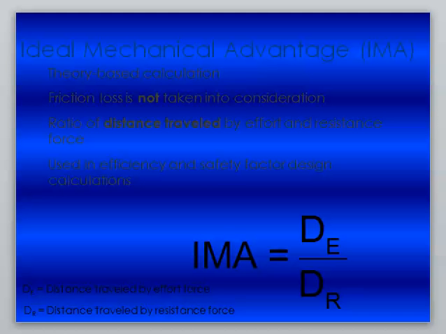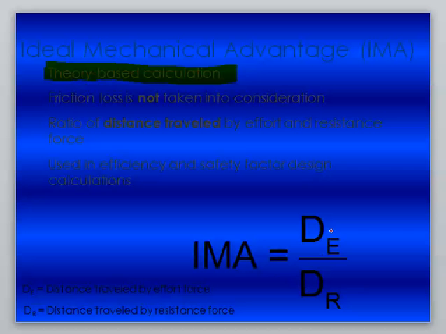Alright, ideal mechanical advantage. This is a little bit difficult to read, but I think we can get through it. Ideal is a theory-based calculation. That's what I want you guys to understand. It means we're not going to use actual measurements. We're going to say in theory, in a frictionless situation, friction loss is not taken into consideration. And here's our examples of it.